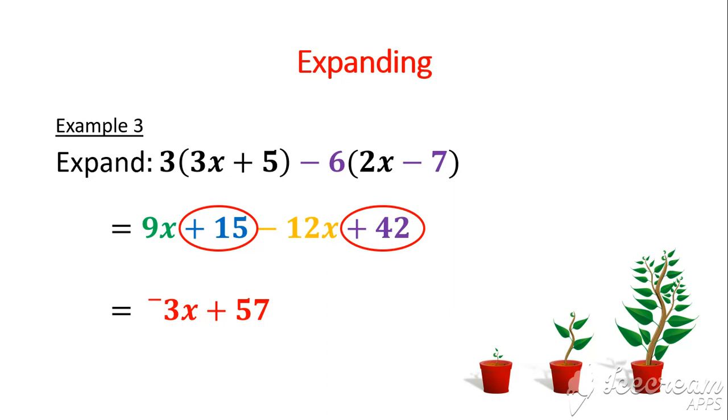Now, some people don't like the negative 3x at the front, so they may prefer to put the 57, which is positive, at the front, and subtract the 3x. It's just another way to write this expression.